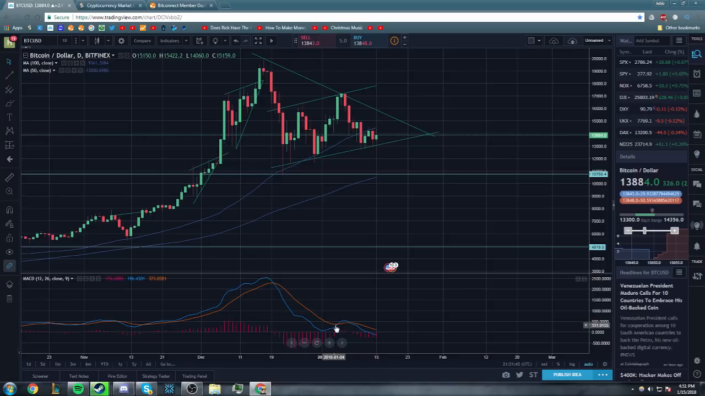We had a little bit of a bullish MACD cross here, and then we broke back down into bearish. If we get a bullish cross, we're more than likely going to break up out of this area. If we just continue going down with bearish movement, then we might see a break down out of this consolidation pattern within the next couple of days.